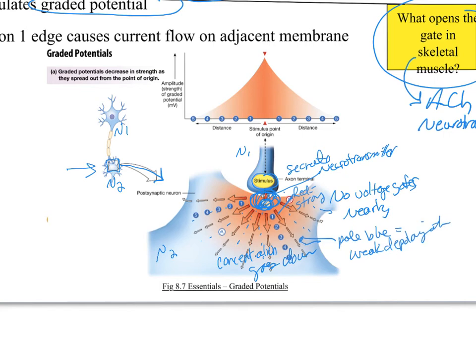Okay? So this is that idea that at the source of the stimulus, the signal is strong, and as you go away from the stimulus, the signal becomes weak.